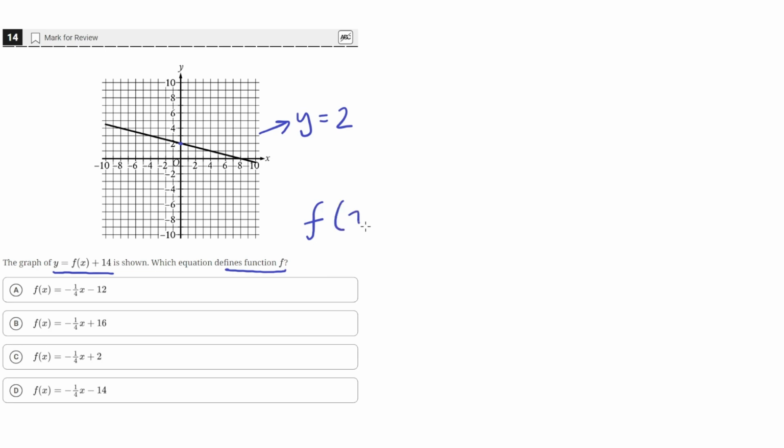But f of x is equal to y minus 14. So here, y is equal to f of x plus 14, but we can just solve for f of x by moving this 14 to the other side. So y minus 14 equals f of x. So the y-intercept of f of x should be 14 units lower than the y-intercept of y. So 2 minus 14 is negative 12. And the only function here in the answer choices that has a y-intercept of negative 12 is A.